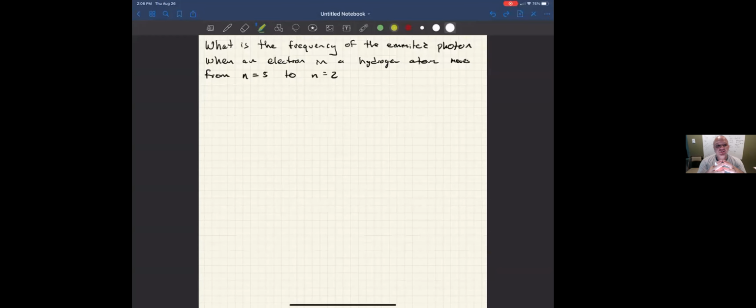Okay, guys, this question asks you to calculate the frequency of a photon that gets emitted from the transition of an electron in a hydrogen atom when the electron moves from a quantum level equal to 5 to a quantum level equal to 2. So you're going to use the Rydberg formula, and the Rydberg formula helps you get your head around what's going on in energetic transitions of electrons in hydrogen atoms.